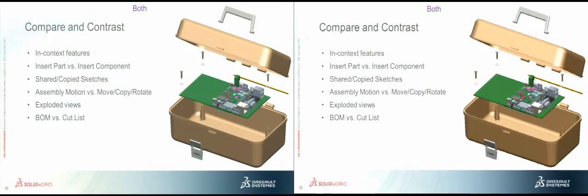We're going to see different ways to share and copy sketches. We're going to have to use different techniques to reuse those sketches for both the multi-body and the assembly. Assembly motion versus move, copy, and rotate. That's going to be one of the real interesting ones because, well, you'll see. Anyway, we're going to compare those two directly. Exploded views, we're going to compare those, and then we're also going to compare bill of materials versus a cut list, and those will be similar results. So it's going to get real good.